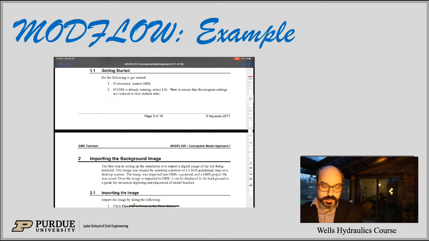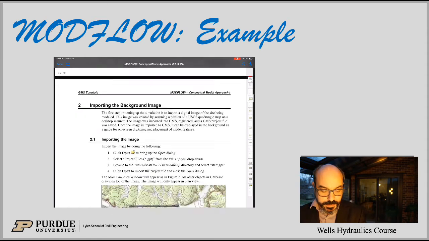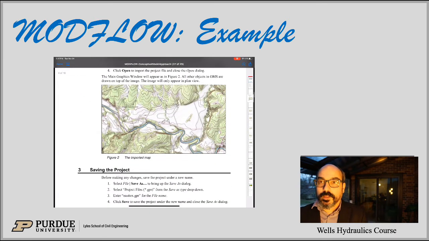Launch GMS, if it's running, go to File, New, etc. So it's really a push button, step-by-step guide. Again, import the map. There are web directories where you can download data, especially topographic maps or DEMs, etc. So all the GIS information you would need to set up your hydraulic model.